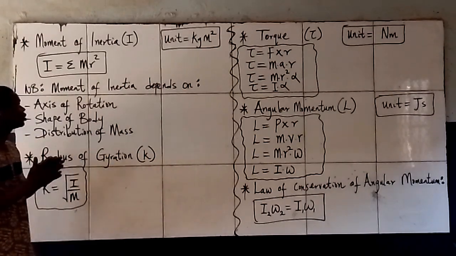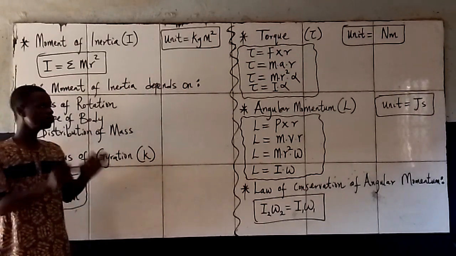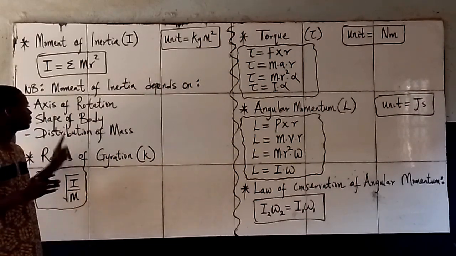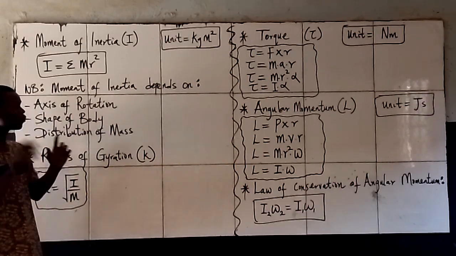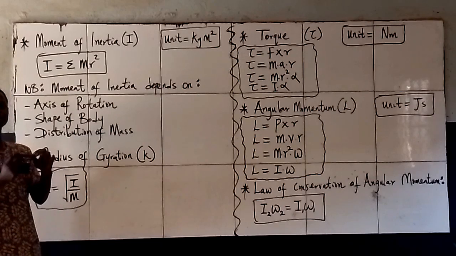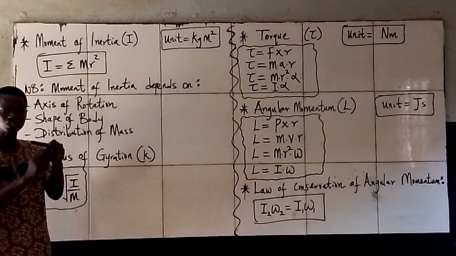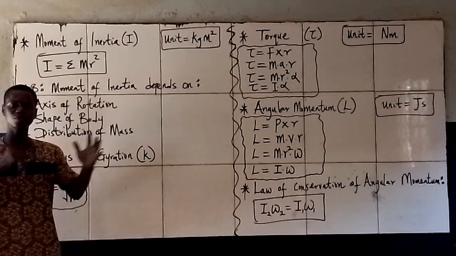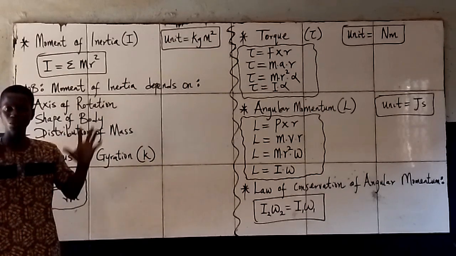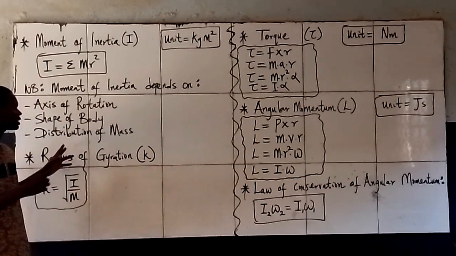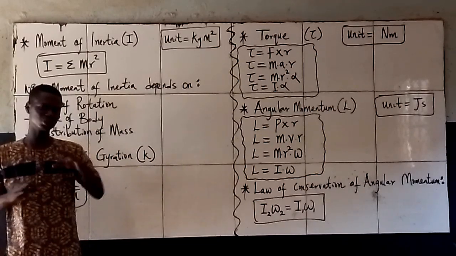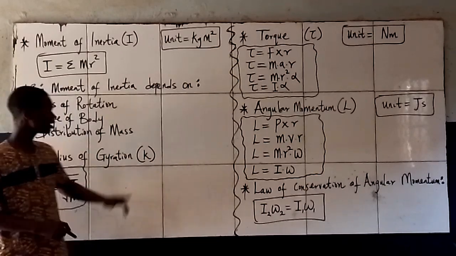So moving on, there are some things upon which moment of inertia depends. One, it depends on the axis of rotation. It depends on where the point of rotation is. Secondly, it depends on the shape of the body. Is the body rectangular? Is it cylindrical? And all that. Then lastly, it depends on the distribution of masses. How the masses are distributed in the body also affects the value for what?